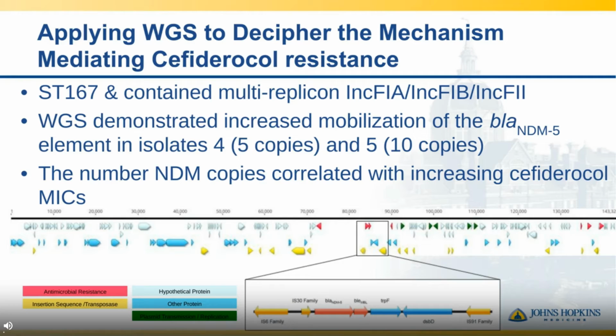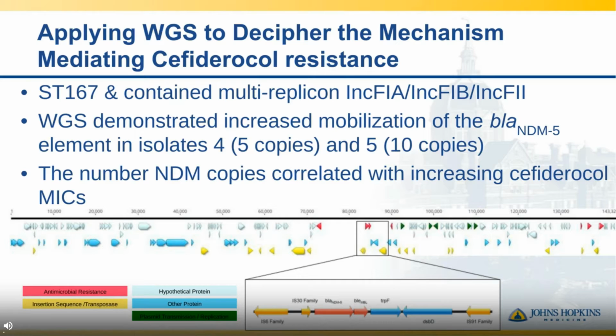However, we did see increasing mobilization of the element harboring NDM-5 within that plasmid, from up to 5 copies in isolate number 4. So that was our second morphology from the second urine culture, and then up to 10 copies in the last isolate that we recovered from the patient's blood. And the number of NDM copies correlated with the increasing cefiderocol MICs that we were observing clinically. So we have this association with increased copy number and increasing cefiderocol MICs.